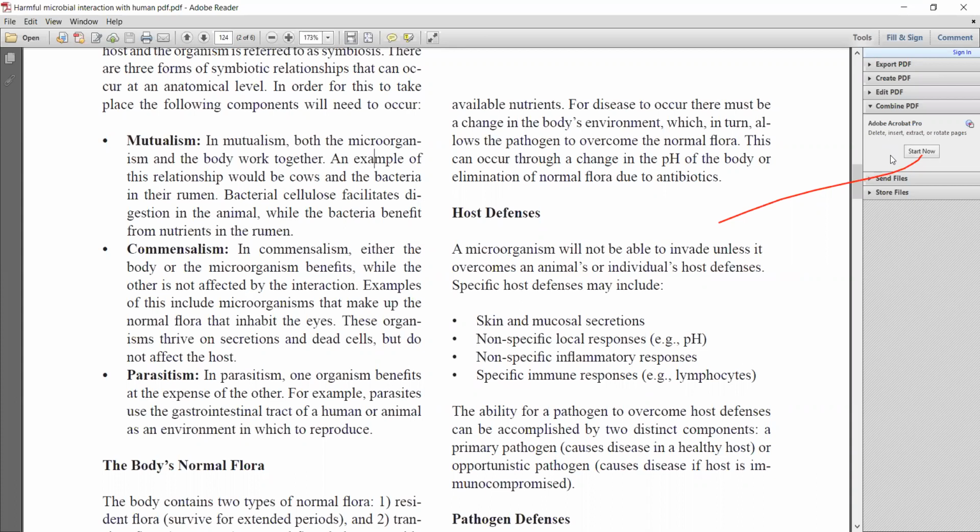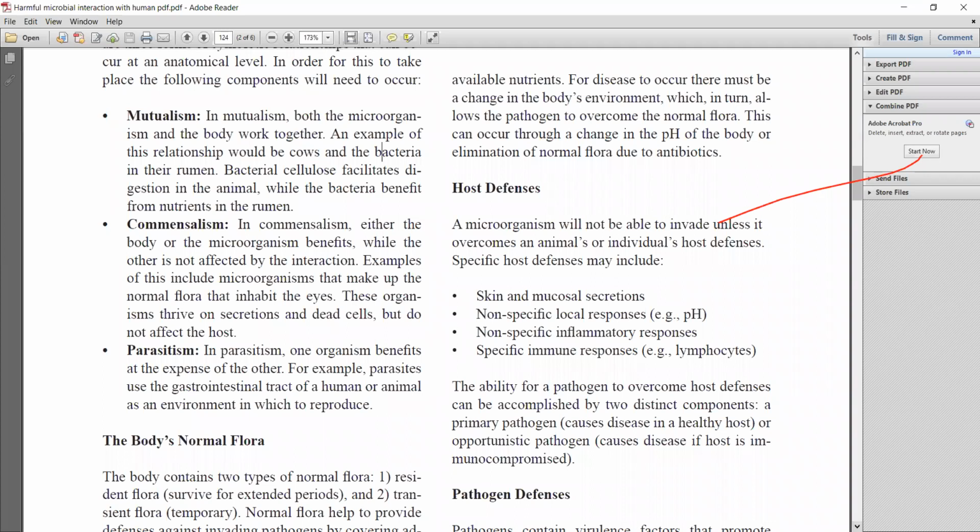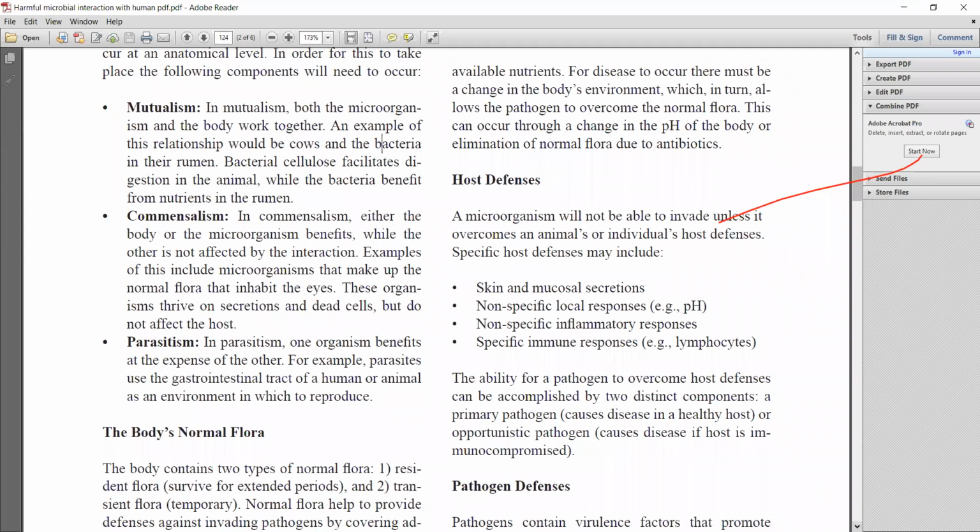The ability for a pathogen to overcome host defenses can be accomplished by two distinct components. A primary pathogen may cause disease in a healthy host, or an opportunistic pathogen causes disease if the host is immunocompromised. That means what? How will you know that a particular pathogen is entering your body because your host defense mechanism has become weak? This can be found out in two ways.